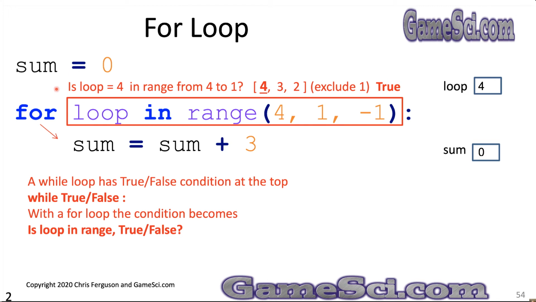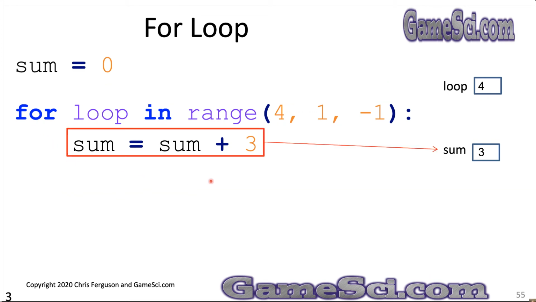Is loop equal to 4 in range from 4 to 1? Yes, it is. 4 is in the range from 4 to 1. By the way, that excludes 1. That is a true statement. A while loop has a true-false condition at the top, while something is true or false. With a for loop, the condition becomes, is the loop in range? Is that a true-false statement? And the answer in this case is true. 4 is in the proper range, so we will go inside and execute the code in the for loop. Sum equals sum plus 3, and the variable sum bumps to the value we want, 3.